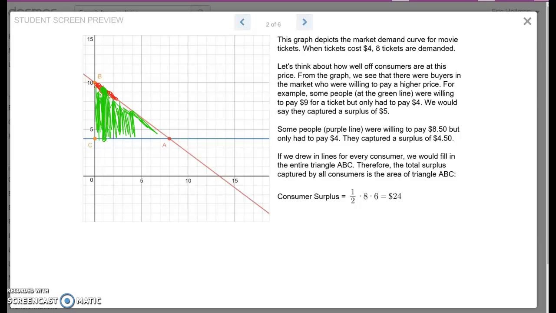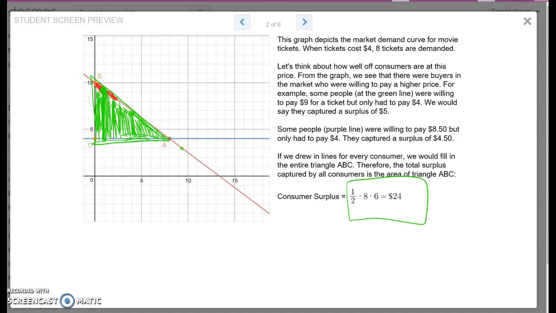All the way up until the last person who bought a ticket, they valued the ticket. To them, it was actually worth $4, and they purchased it for $4, and that's it. People after here, so like this person here, they only valued the ticket at about $3, so they didn't buy it because the market price is $4. So the aggregate amount, or the total amount of consumer surplus that all the consumers in the market captured, is just the area of this triangle right here. So to find the consumer surplus, you just calculate the area of this triangle.